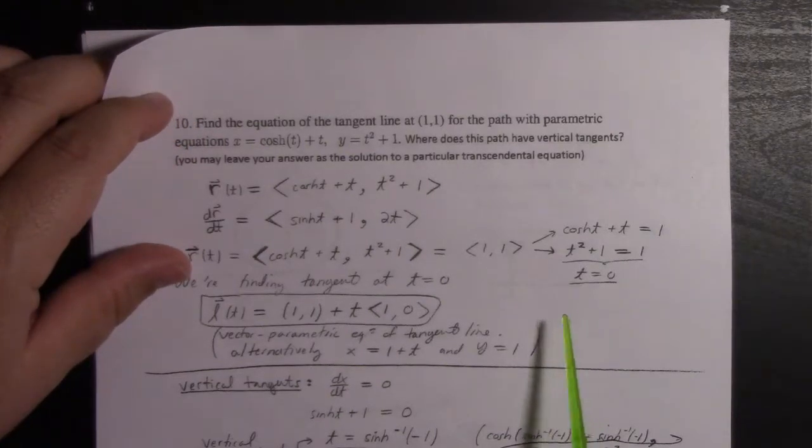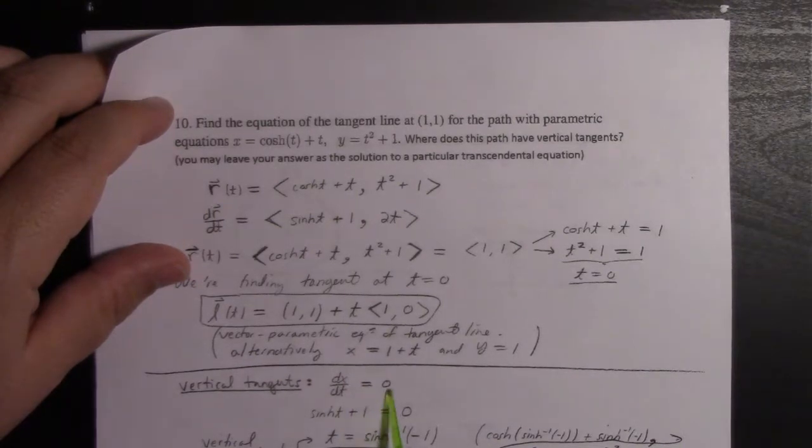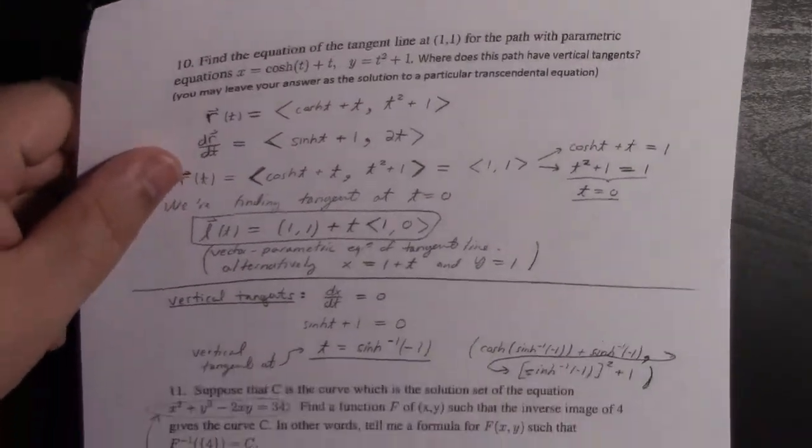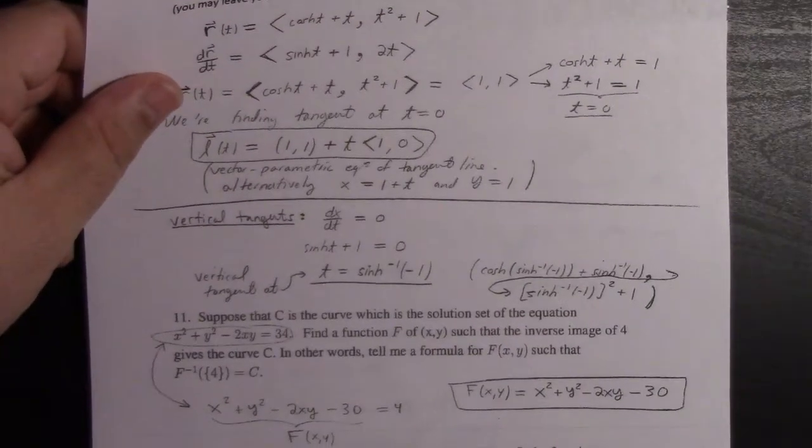Now, to find vertical tangents, we look for where dx/dt is equal to 0, which in this case gives me sinh t plus 1 equal to 0, and I get inverse hyperbolic sine of minus 1 is where there's a vertical tangent. And you can notice that dy/dt is 2t, and it's not equal to 0 at that point. To be careful, I really should check that dy/dt is non-zero at the place where dx/dt is 0 to be sure it's a vertical tangent and not something weirder. But there you go, there's one vertical tangent to find.